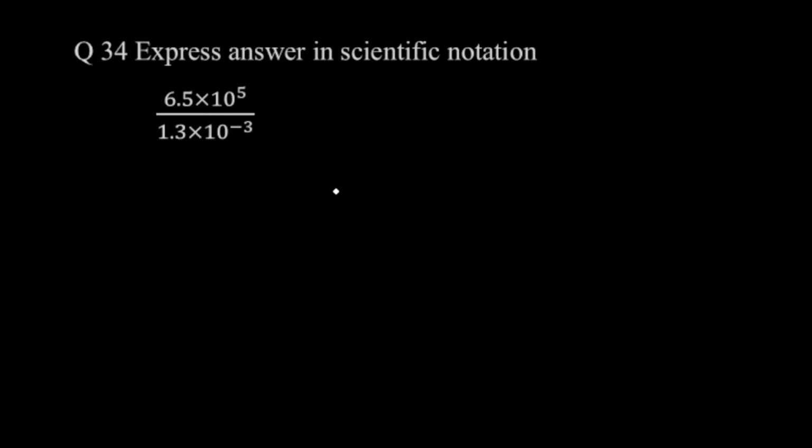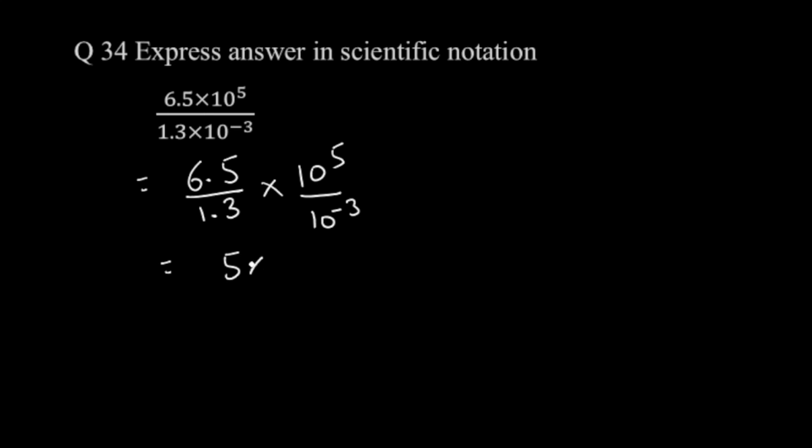6.5 multiply 10 to the power 5 divided by 1.3 multiply 10 to the power minus 3. How can we solve this question? Here we go. 6.5 divided by 1.3 multiply 10 to the power 5 divided by 10 to the power minus 3.